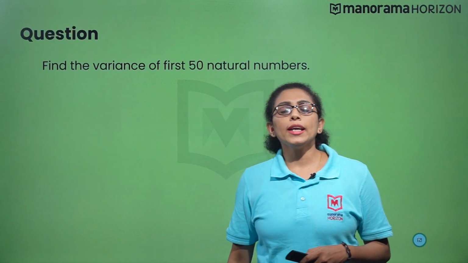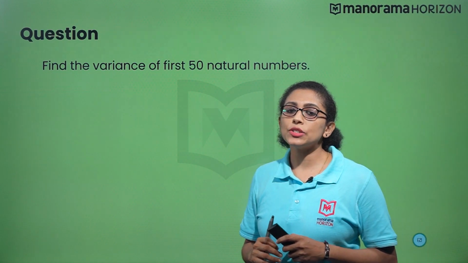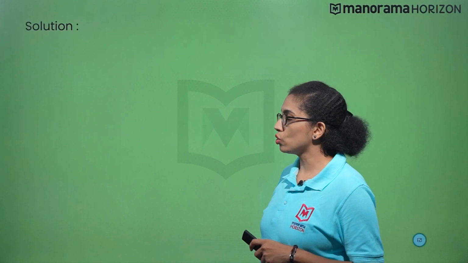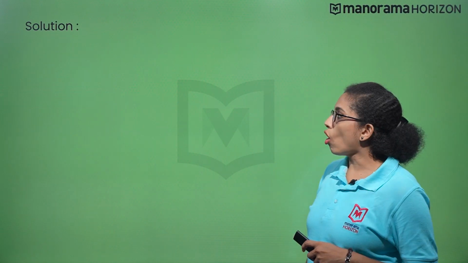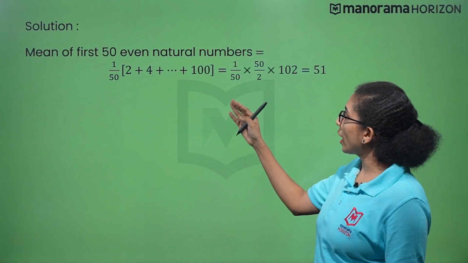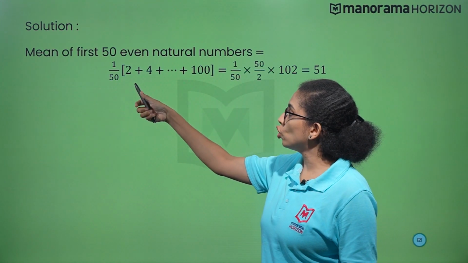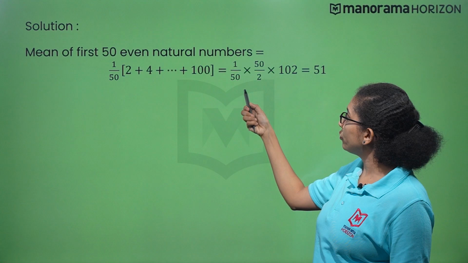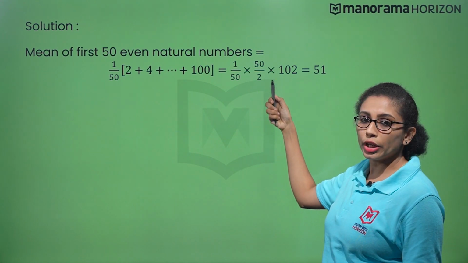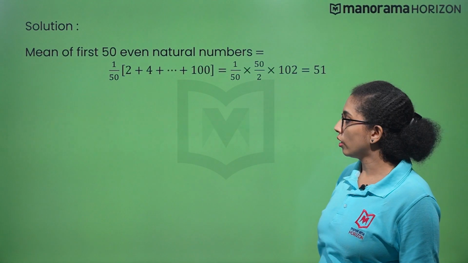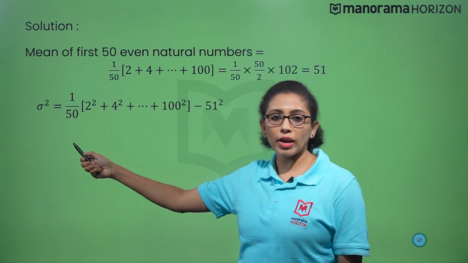Now, let us find the variance of first 50 even natural numbers. Let's see the solution. The mean of first 50 even natural numbers is given by 1 by 50 into (2 plus 4 plus up to 100), which is equal to 1 by 50 into 50 by 2 into 102, which is equal to 51. Now, what is the variance?